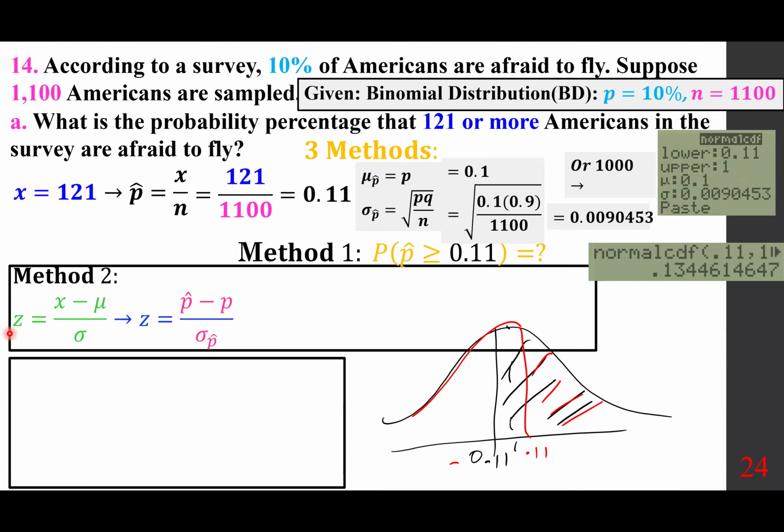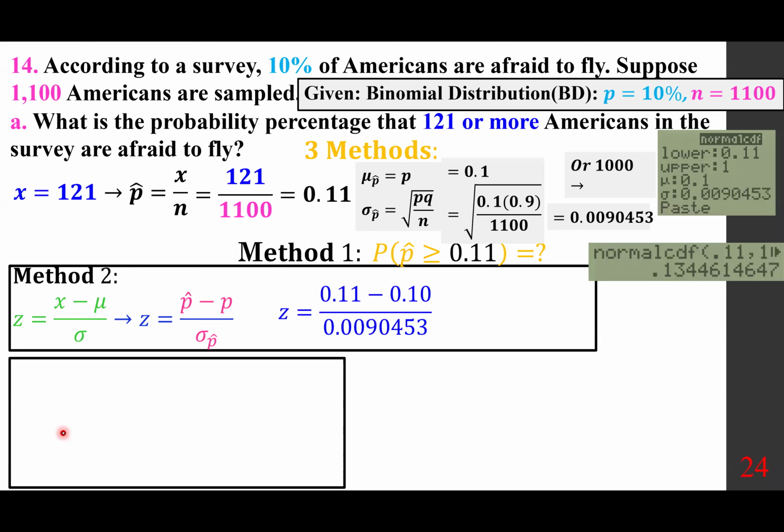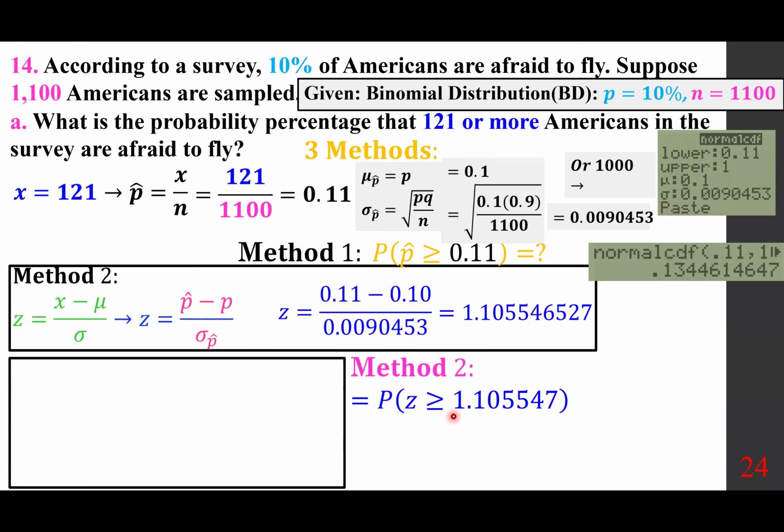Here's method 2. Z is X minus mu over sigma, or P hat minus P over sigma of P hat. We're going to use this one to find the z-score. Let me erase my work. So 0.11, that's the p hat, minus p 0.1, divided by sigma of p hat, 0.009043, and we get this number. So method 2, probability of z larger than 1.105547. So that's another method. Again, you can use the technology or otherwise.